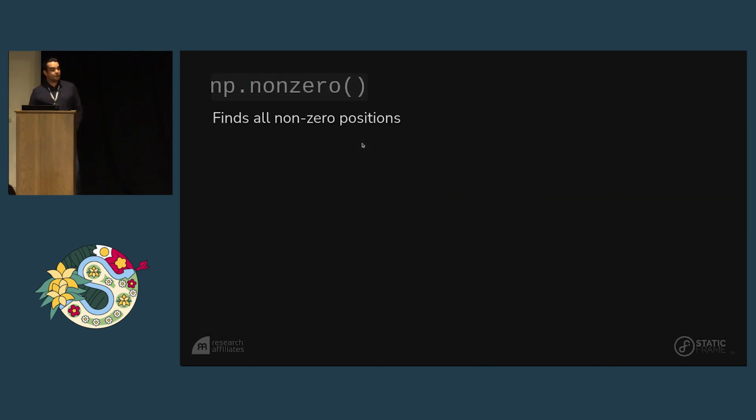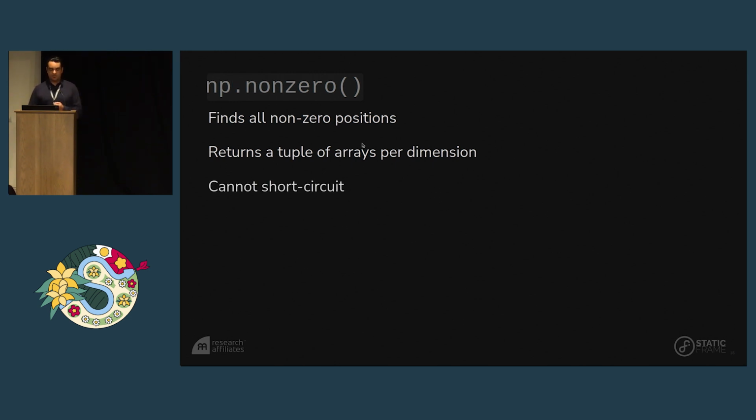np.nonzero is another solution. This finds all non-zero positions, not just in Boolean, but other types of arrays. It will return a tuple of arrays per dimension. It cannot short circuit because it has to search the whole array.